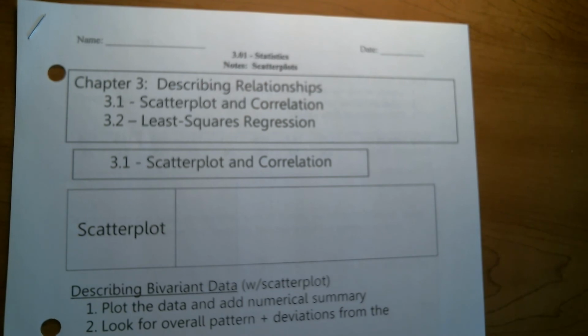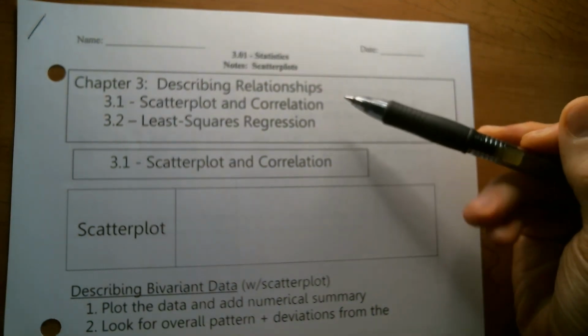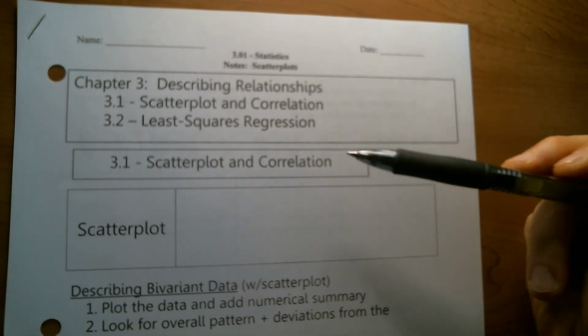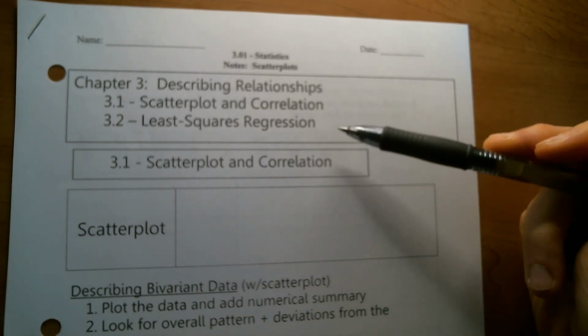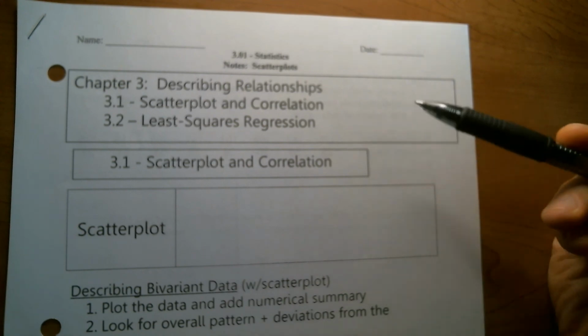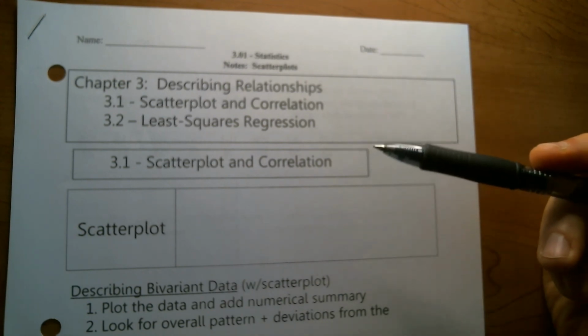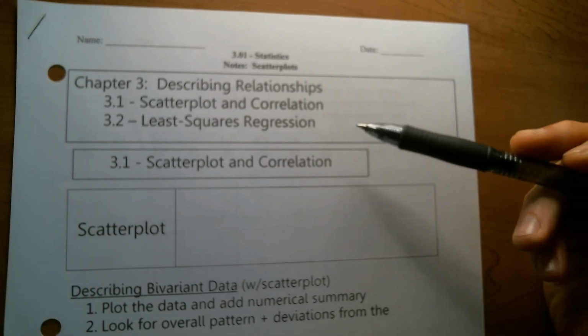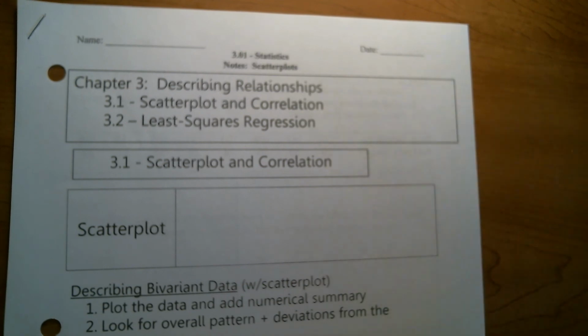So we're going to start by looking at scatter plots and correlations. Then we're going to move on to least squares regression. We're going to see how those equations are actually calculated, what goes into them. So it'll be more than just put it into the calculator and there's the regression equation. We'll learn how it actually comes about and where the calculator is getting those values and numbers from.